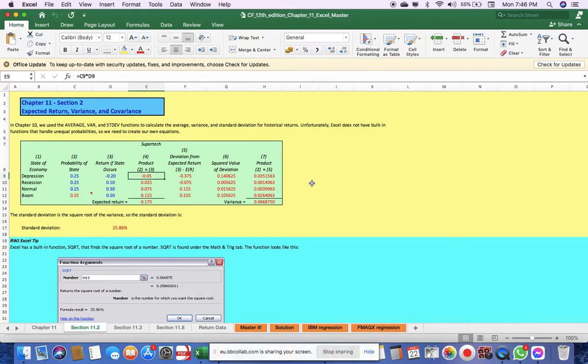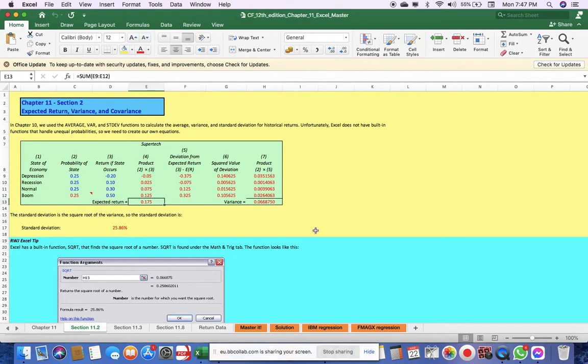C9 multiplied by D9 will be equal to the expected return under depression. Similarly, expected return under recession, under normal, and boom. When you add together, you get the expected return across the different economic conditions. Whether it is a depression, recession, normal, boom, any situation might occur, and your expected return will be 17.5% under different economic scenarios.